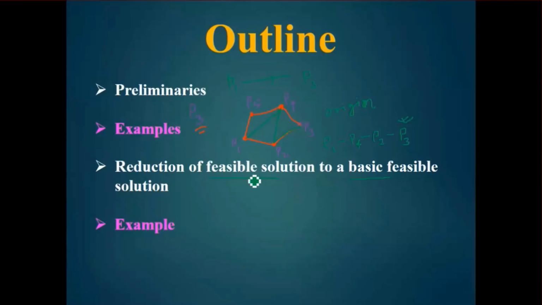Already we have discussed in the previous classes what is feasible and what is basic feasible. So we will revisit it a little bit, then we will discuss the reduction, how we will reduce that. Finally, at the end we have an example problem, and in that example problem we will see how to reduce a feasible solution to a basic feasible solution. So let us start with preliminaries.